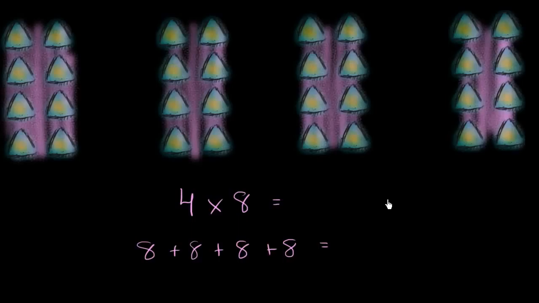Well, there's a couple of ways that you could have thought about this. You could have literally just counted these, or you could say, well, let's see, you could skip count by 8. 8, 16, 24, 32. Or you could have said 8 plus 8 is 16, plus 8 is 24, plus 8 is 32, or you could have literally just counted the triangles here.